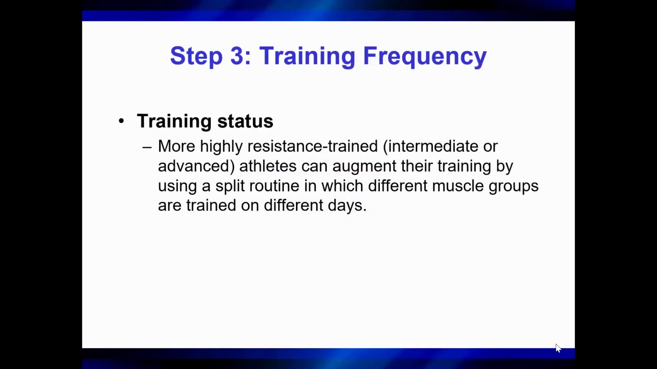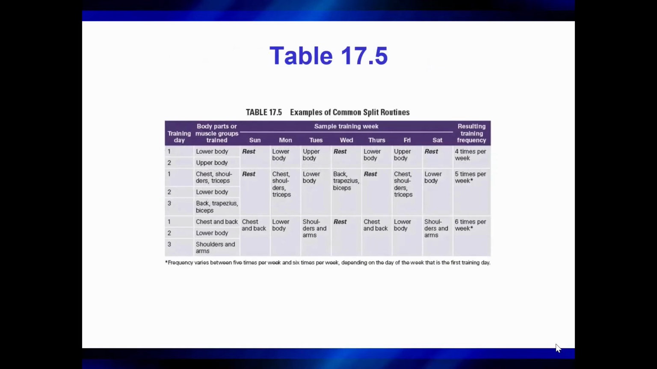The more highly resistance trained intermediate or advanced can augment by using a split routine like we just mentioned, in which different muscle groups are trained on different days. So here's an example of some common splits. We could see we've got a 2-day training split where 1 day is lower, the next day is upper, and alternate back between those. So we see how Monday is lower, Tuesday is upper, Wednesday is rest, Thursday is lower, Friday is upper, Saturday and Sunday are rest.